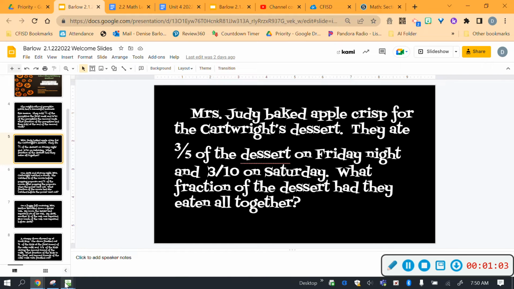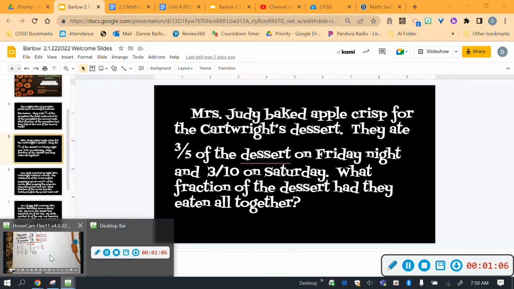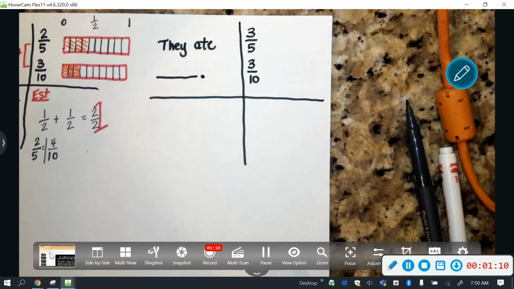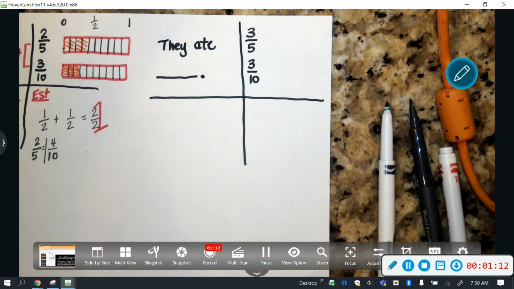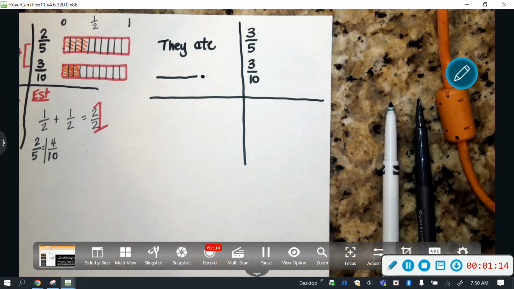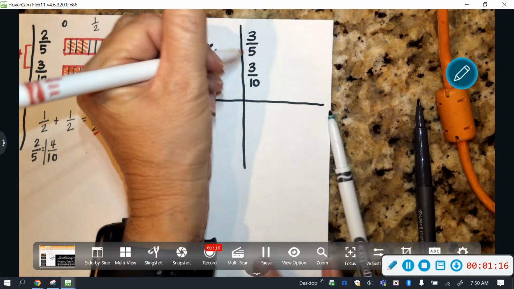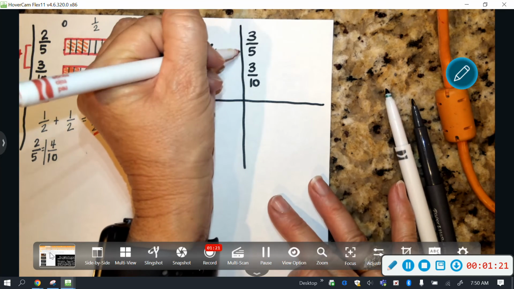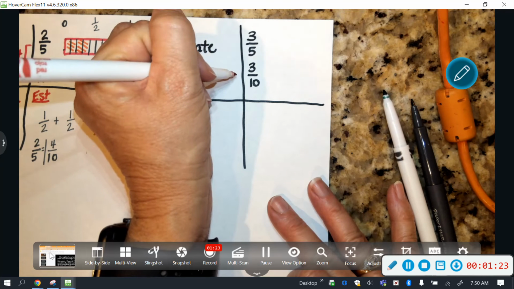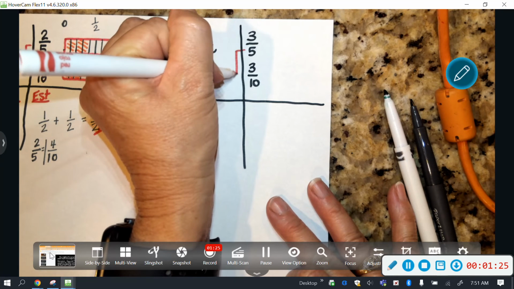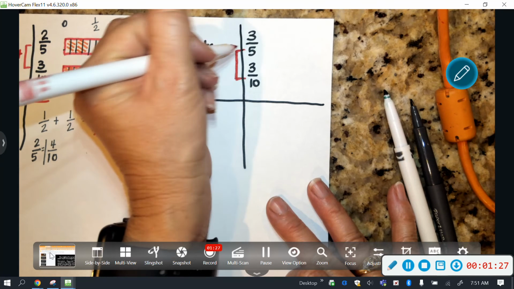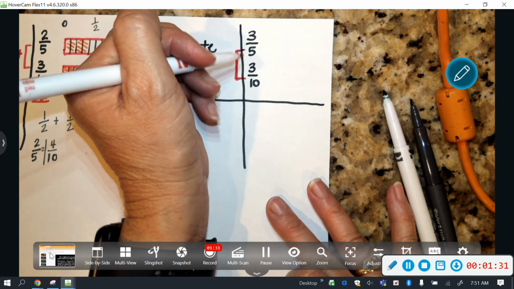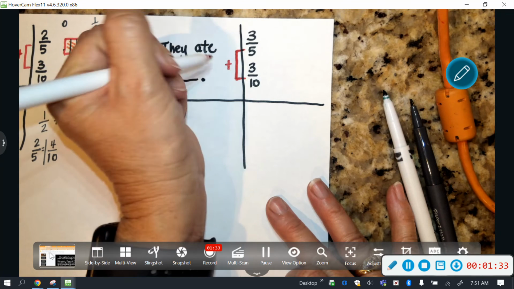So I'm going to flip my camera over, and if you need to pause the video so you can catch up, you can. Otherwise, I'm going to keep going. So we want to know how much they ate on both nights. So the first thing I need to think about is, number one, we have unequal fraction amounts. So anytime we have unequal fraction amounts, we can either add or subtract. And because I want to know how much they ate on both nights, we're going to be putting these fractions together.